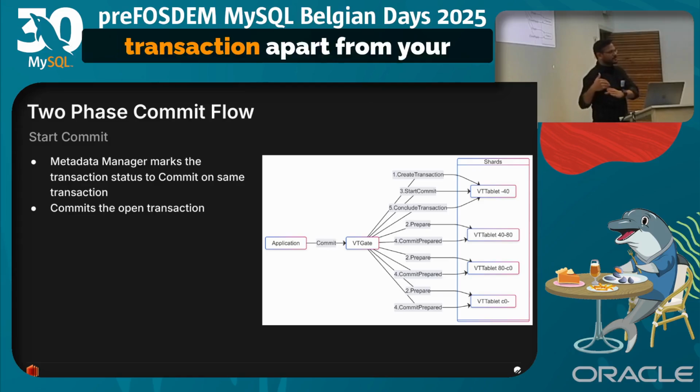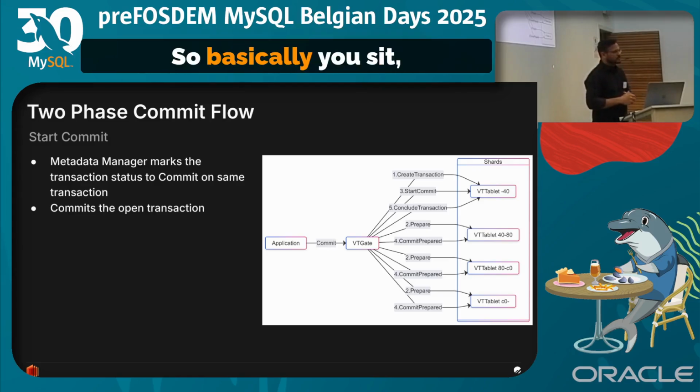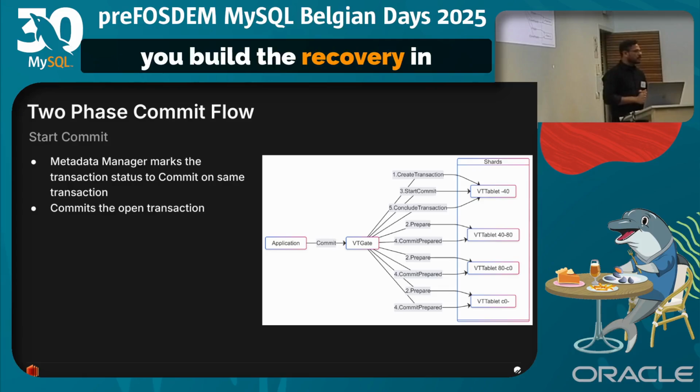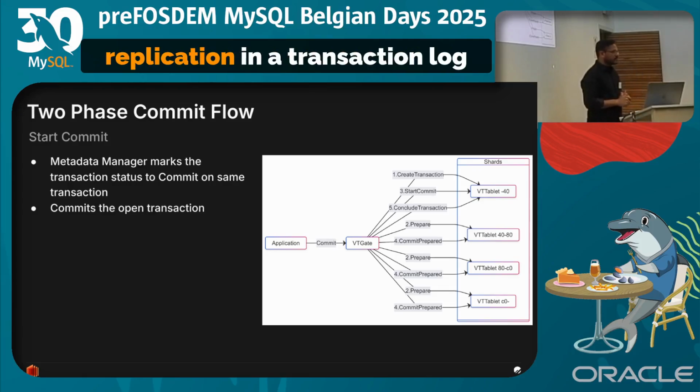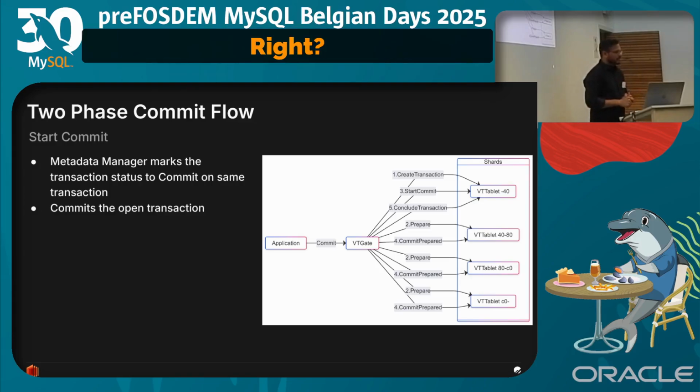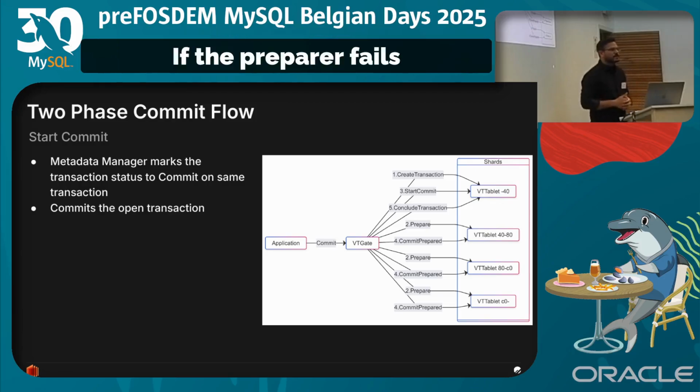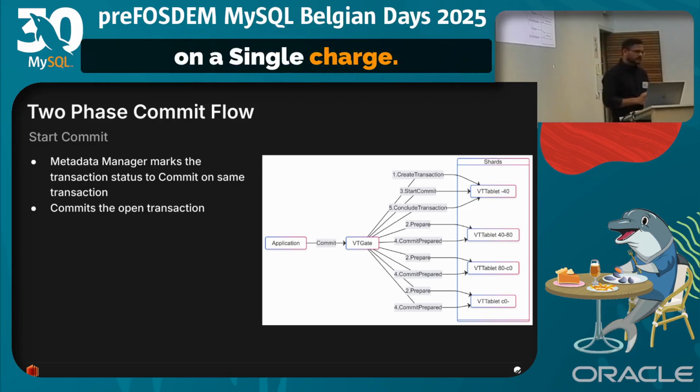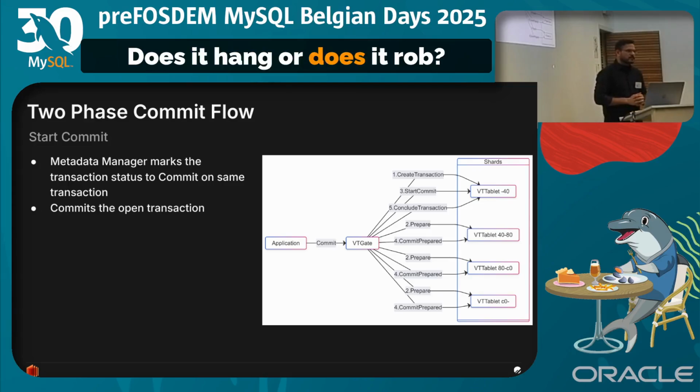But it's an independent transaction apart from your active transaction. So basically, you build the recovery in replication in a transaction log that you commit yourself. Right. Okay. And if the prepare fails on a single shard, does it hang or is it?